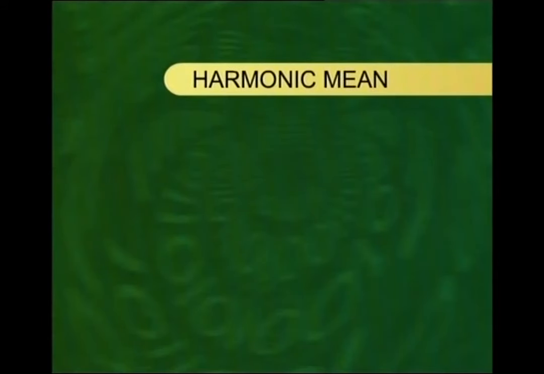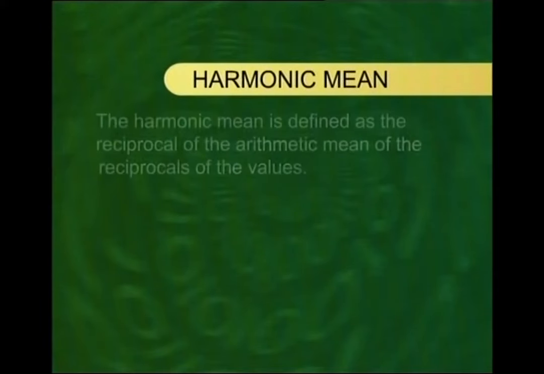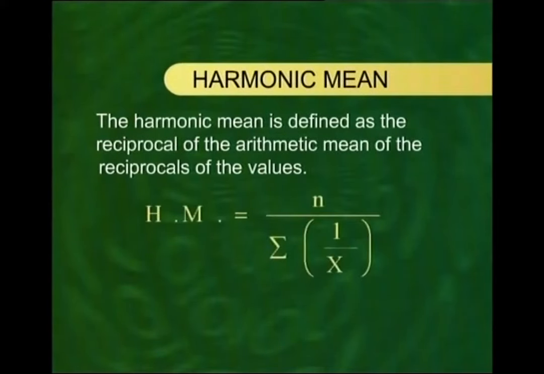The next measure of central tendency that I am going to discuss with you is the harmonic mean. Students, harmonic mean jo hai, uski definition to bahut hi interesting hai. It is defined as the reciprocal of the arithmetic mean of the reciprocals of the values. I know, pehli martaba mein to samajh hi nahi aati ke baat kya ho rahi hai. Let me repeat it for you. The harmonic mean is defined as the reciprocal of the arithmetic mean of the reciprocals of the values. Symbolically, it is equal to n over summation 1 over x.